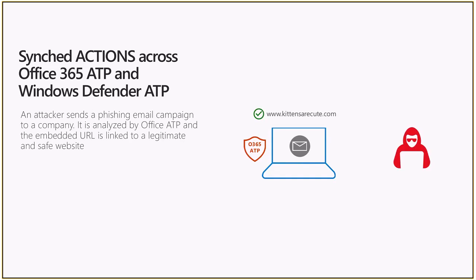The one that I mentioned before is synced actions across Office 365 and Windows Defender Advanced Threat Protection. I like this example. An attacker sends a phishing email that looks okay to start with, right? The email has a link to kittensarecute.com, and everyone loves a good cat video on the internet, so we clicked on that, and hey, look, there's a cute kitten, fantastic. But later on, after they've sent that email to millions of people worldwide, they arm it, redirecting DNS from kittensarecute.com to hackers.com.